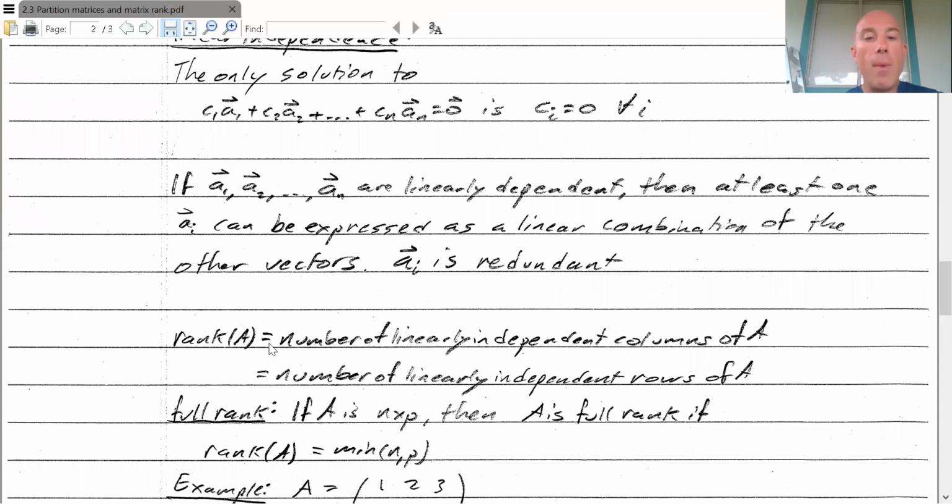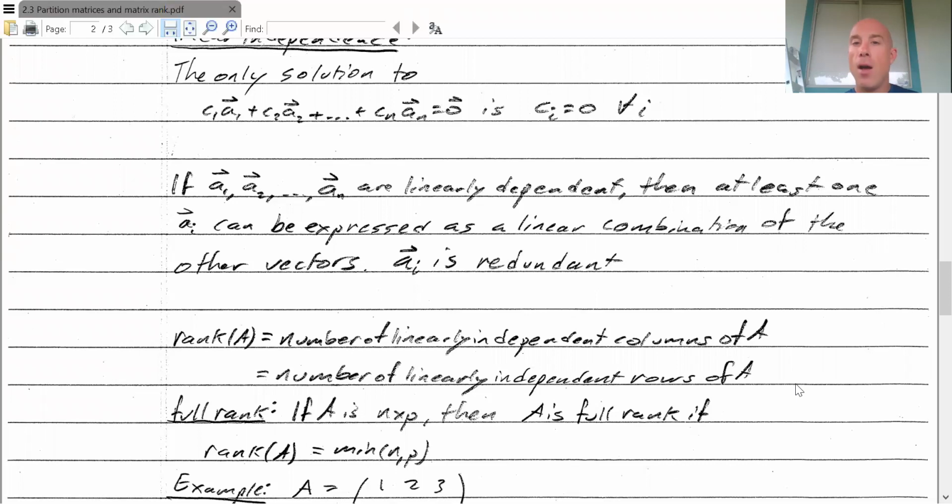All right, the rank of a matrix is the number of linearly independent columns of A, and it's also equal to the number of linearly independent rows of A. Okay, so think about that for a moment. The rank of a matrix is the number of linearly independent columns, and it's simultaneously equal to the number of linearly independent rows. Well, a matrix can have a different number of rows than columns, right?